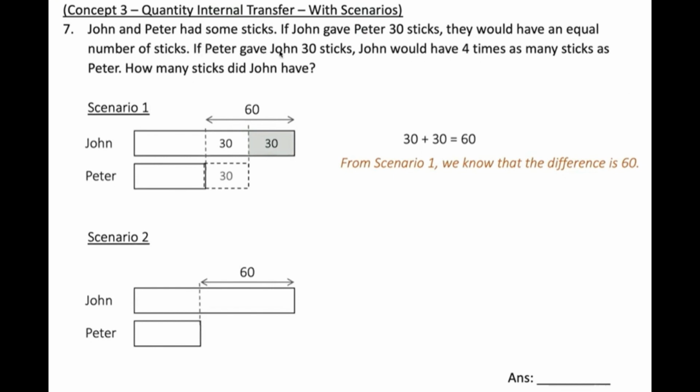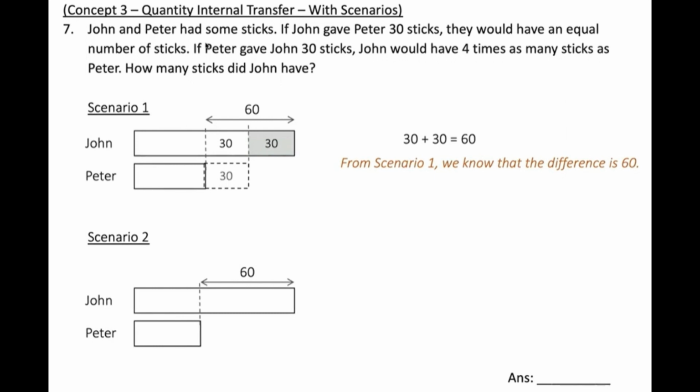Now, if Peter gave John 30 sticks, so we know that John at first is 60 more than Peter. From the first scenario, we know John is 60 more than Peter. Now, if Peter gave John 30 sticks, John would have 4 times as many sticks as Peter. Now you look at this question, right? If Peter gave John 30 sticks, John would have 4 times as many sticks as Peter. This second statement is actually very similar to question number 6.